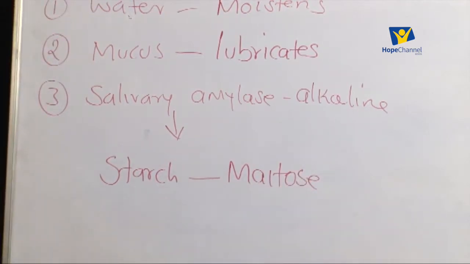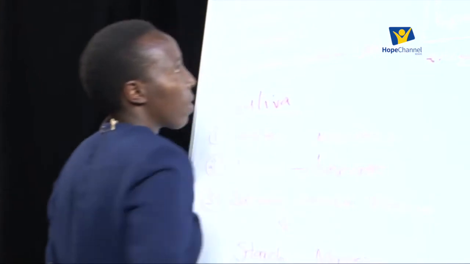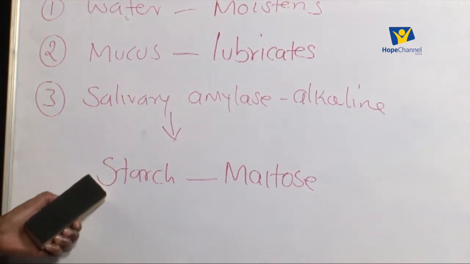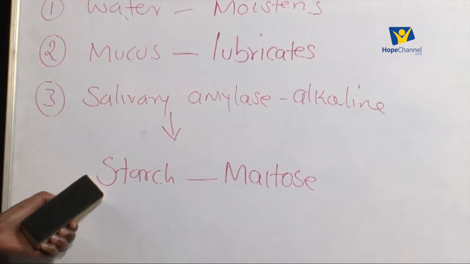Now, you will ask me, teacher, where did you get starch? Our meal was fried beans and rice. We know that rice is rich in starch. Starch is an example of a carbohydrate under the class of polysaccharides. And remember we said all polysaccharides must be broken down to monosaccharides. So the first process has just begun. Where has it begun? In the mouth.